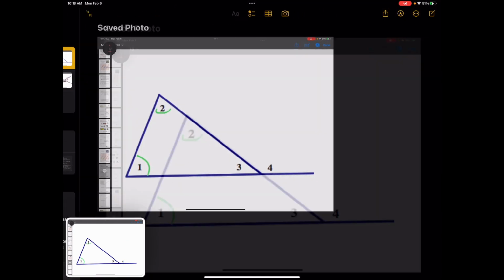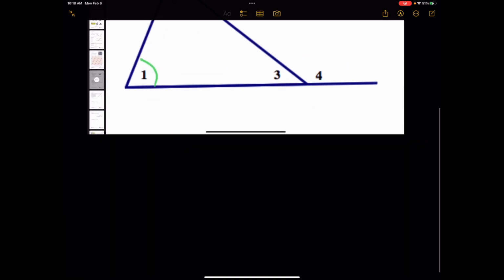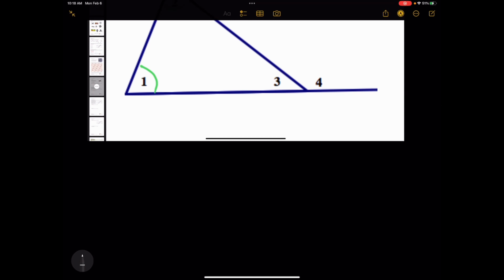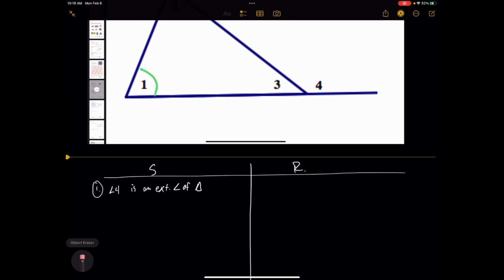All right. So, let's formalize this business. What were we given? Because that's the important thing, right? We always must start with the given. Angle 4 is an exterior angle of a triangle. Statements, reasons. So, number 1, angle 4 is an exterior angle of the triangle. It's not named.